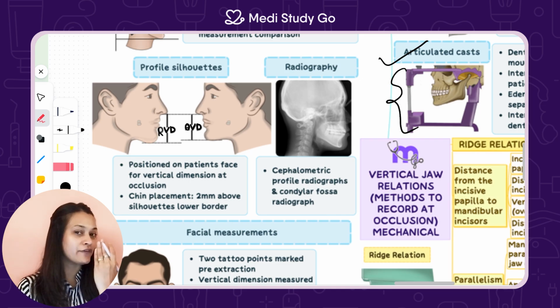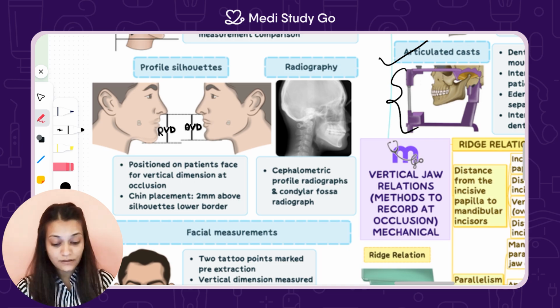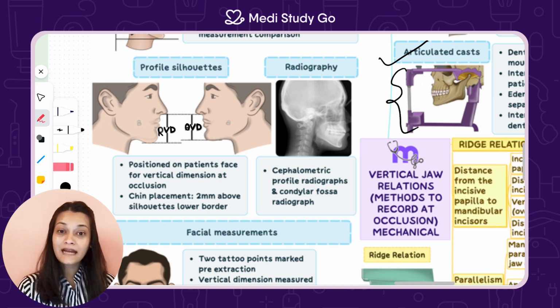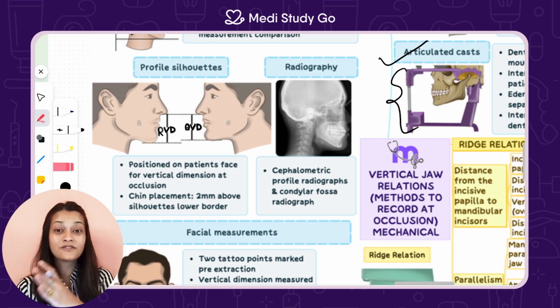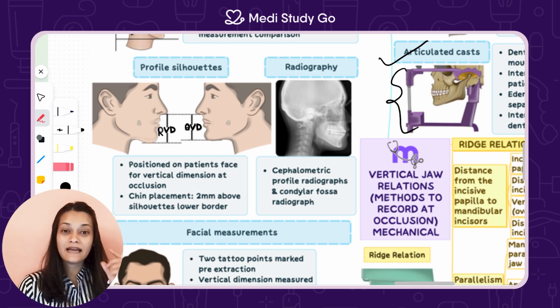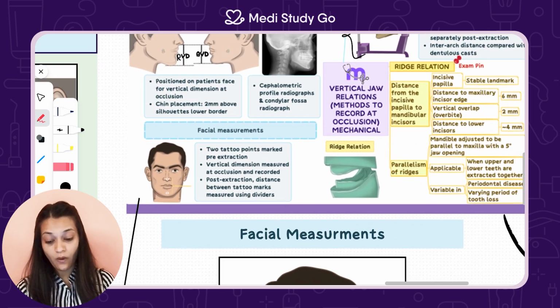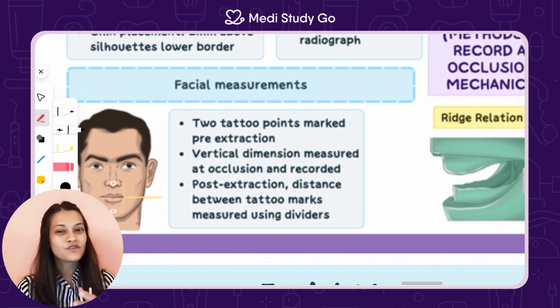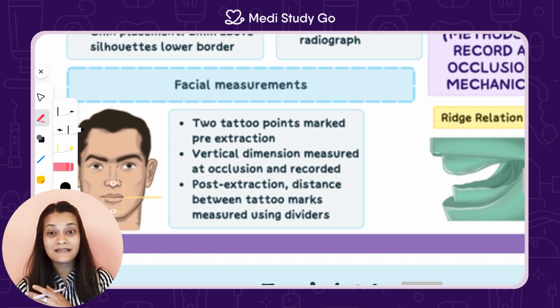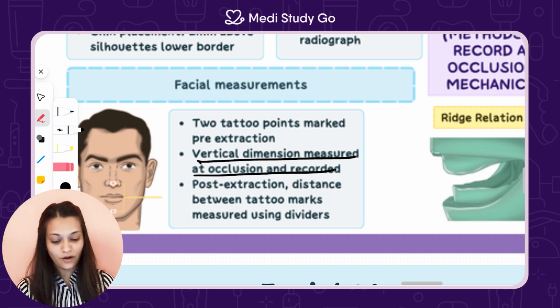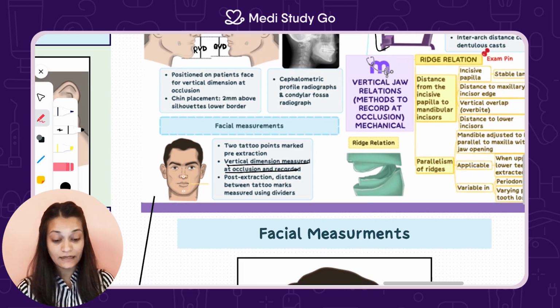It is the side face, correct? But there are various points that can be used, various anatomical landmarks that will help us to again establish the same vertical dimension. Then you can also use facial measurements. So we have been talking about various methods wherein we had used points on your facial measurement and vertical dimension can be recorded at occlusion and transferred to your articulator.